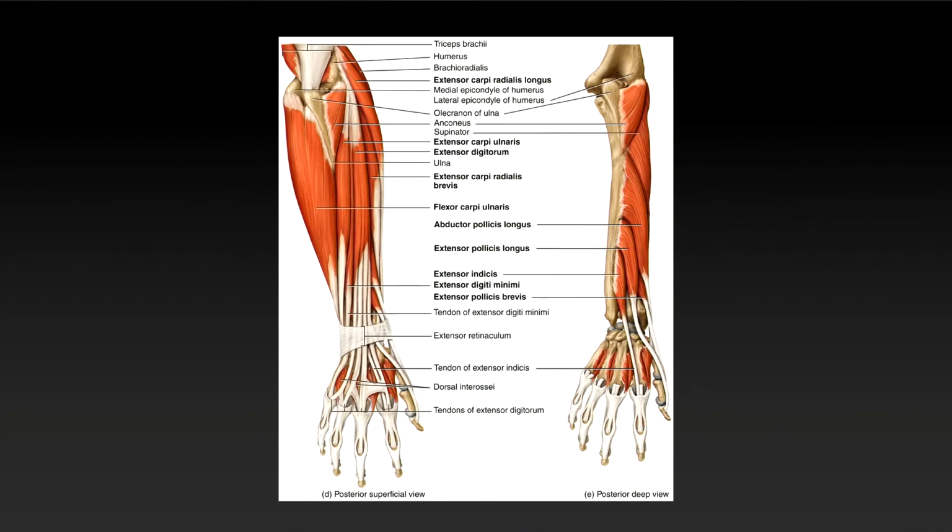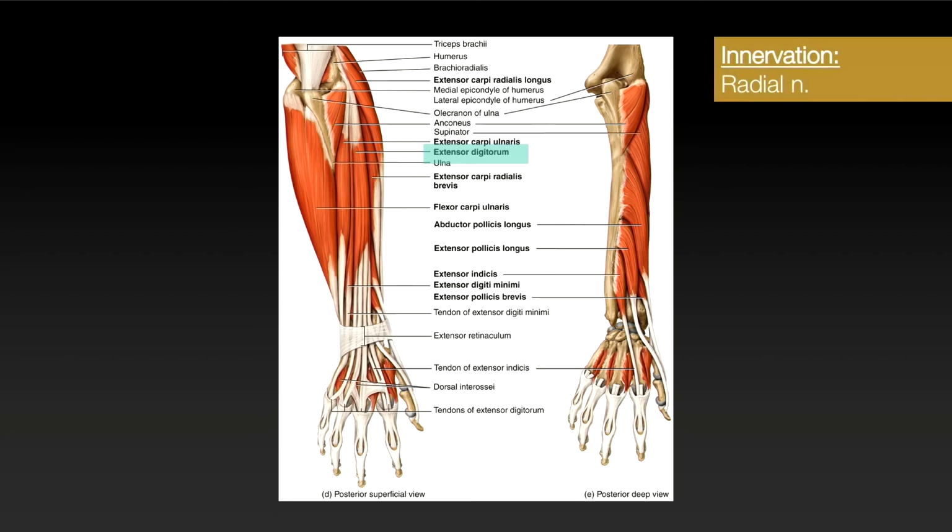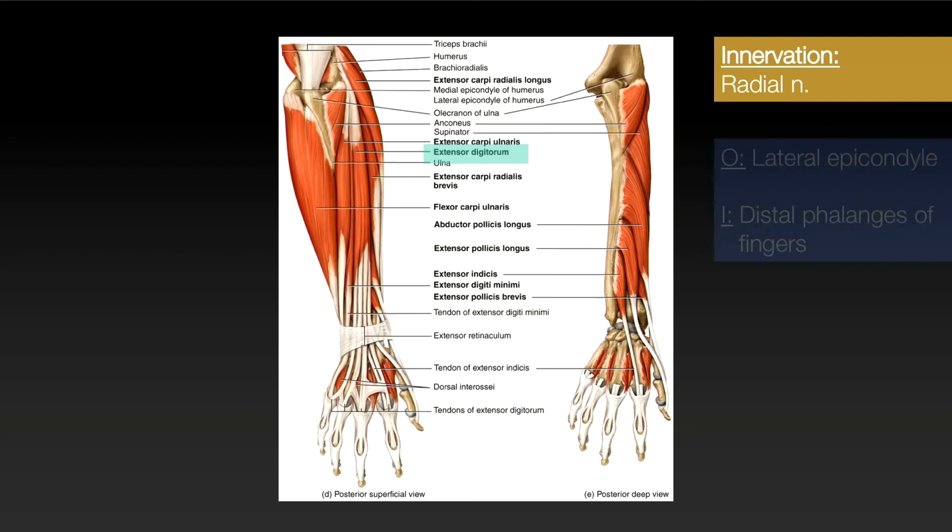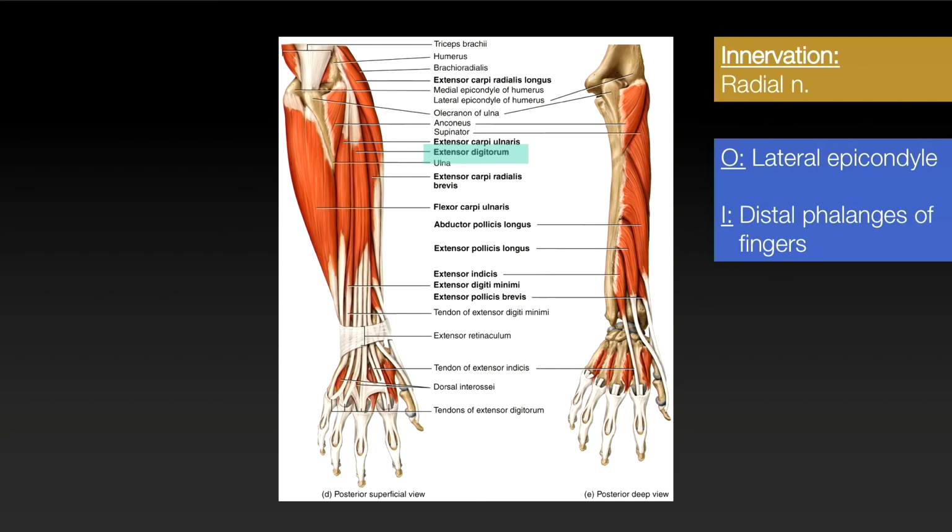Posterior compartment, where the extensors live, we're really focusing on one major extensor. The main extensor. Extensor Digitorum, period. Extensor Digitorum. No easy memory device for Extensor Digitorum's innervation, just the radial nerve. And it arises from the lateral epicondyle through the extensor retinaculum to the distal phalanges.